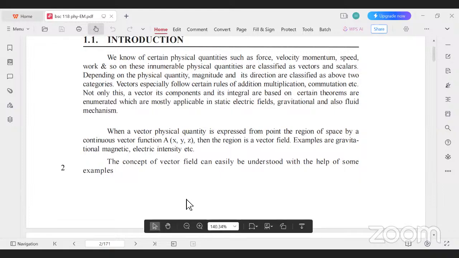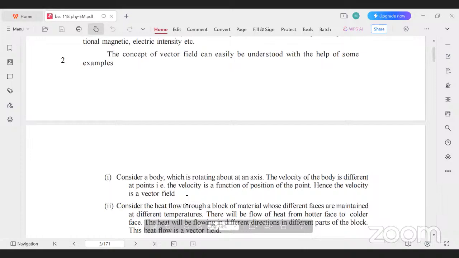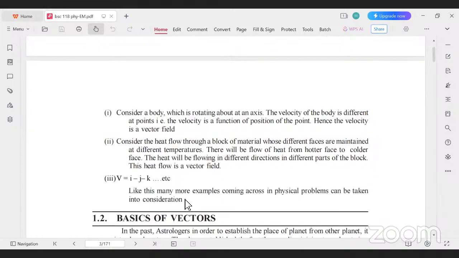Here, the vector field can easily be understood with the help of some examples. Consider a body rotating about an axis. The velocity of the body is different at different points, so the velocity is a function of the position of the point. Hence, the velocity is a vector field. Consider heat flow through a block of material whose different faces are maintained at different temperatures. There will be a flow of heat from the hotter face to the colder face, in different directions in different parts of the block. This heat flow is a vector field.